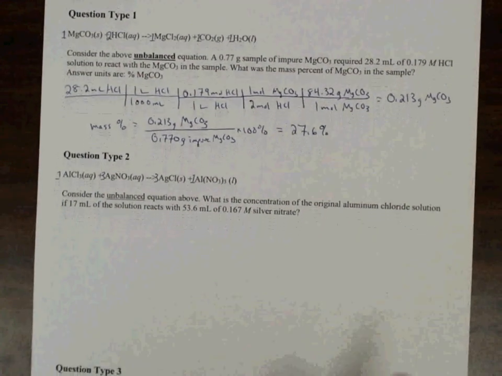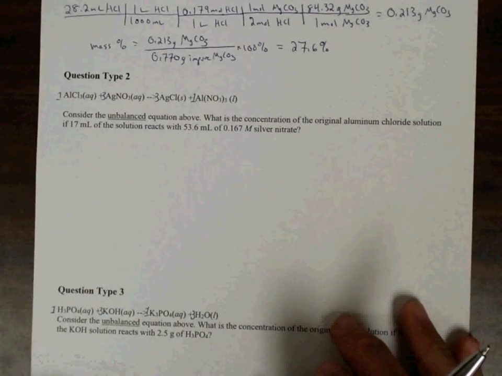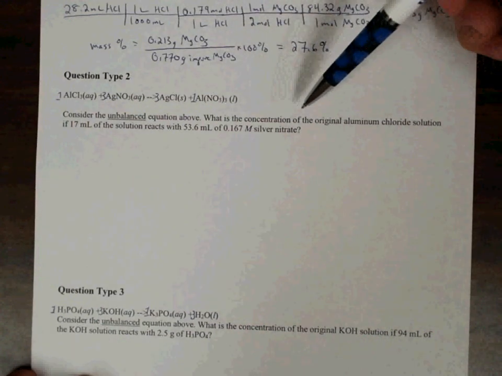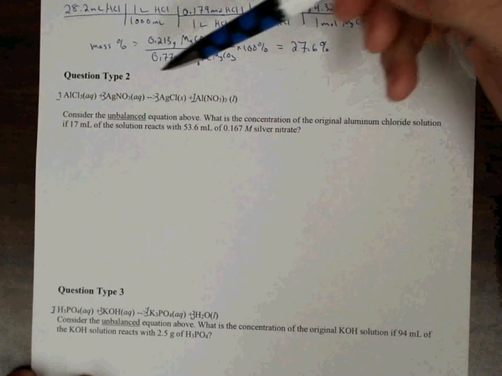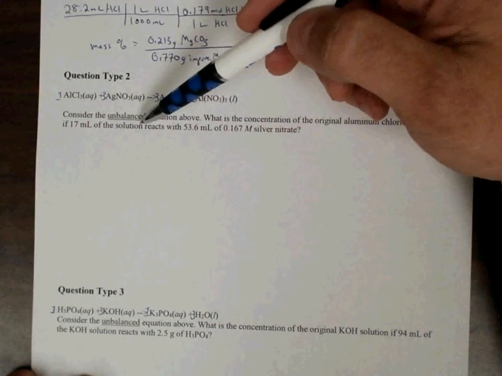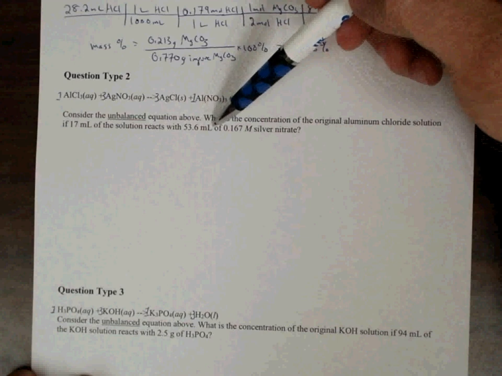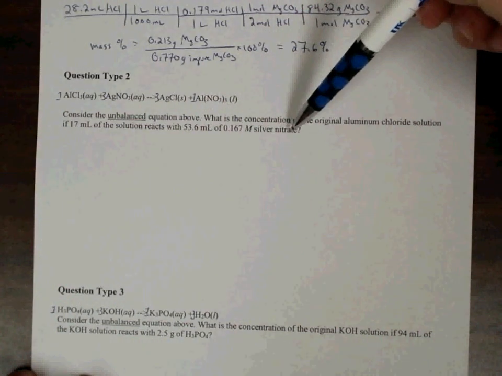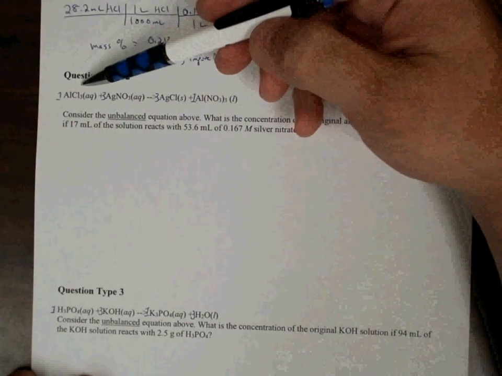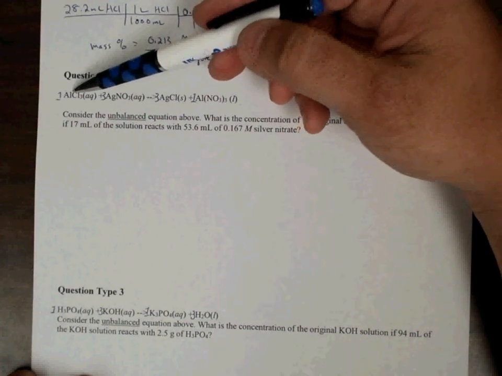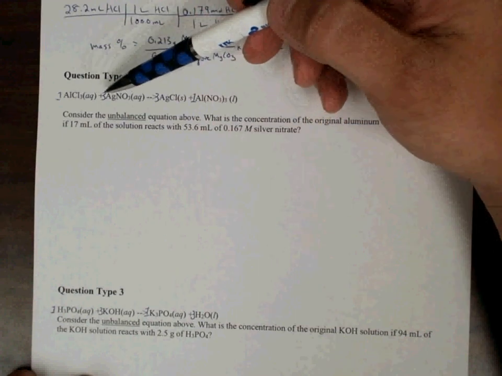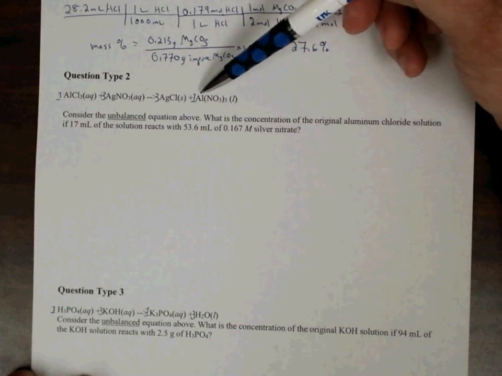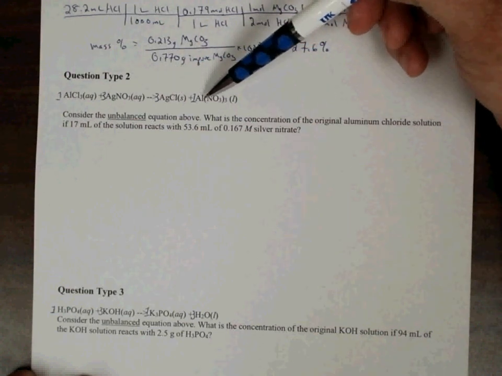For question type 2, consider the unbalanced equation above. What is the concentration of the original aluminum chloride solution if 17 milliliters of that solution reacts with 53.6 milliliters of a 0.167 molar silver 1 nitrate solution? So I went and balanced this equation real quick. 1 mole of aluminum chloride is equal to 3 moles of silver nitrate. That gives us 3 moles of silver chloride and 1 mole of aluminum nitrate.